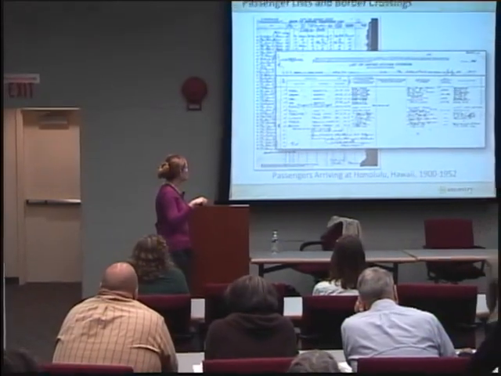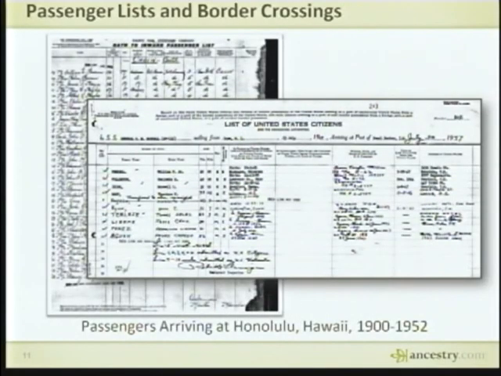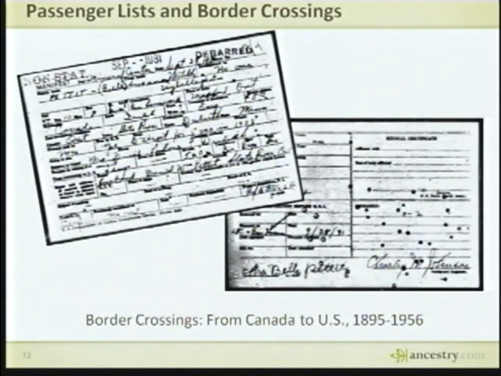We also have passengers arriving at Honolulu, Hawaii, and passenger lists for people going to San Francisco. If you have people from the West Coast, like my ancestors, who have been in San Francisco for the last 100 years, they went to Hawaii a lot. I see them going to Hawaii, coming back to San Francisco, and then going to Hawaii and coming back again. So I'm putting together their vacations to Hawaii, which maybe isn't going to give me a huge revelation, but it's kind of fun.